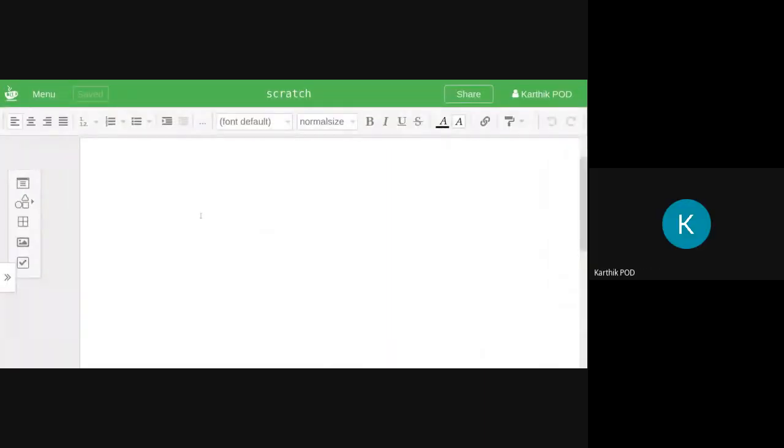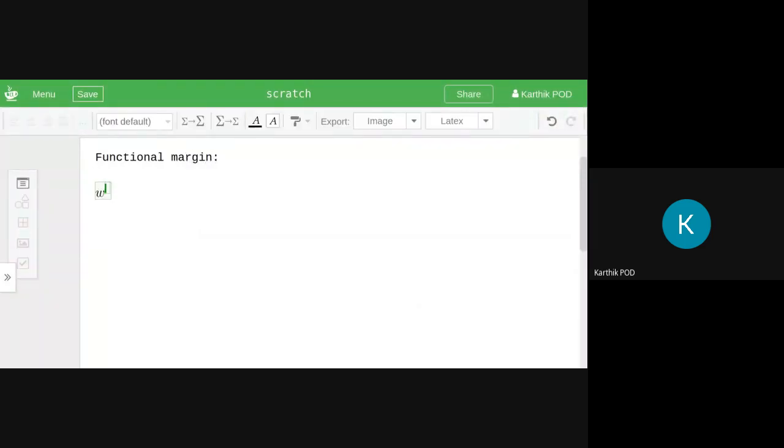Okay, so this is the functional margin. What we call the functional margin is when you have W transpose X greater than or equal to gamma, so W transpose X into Y.